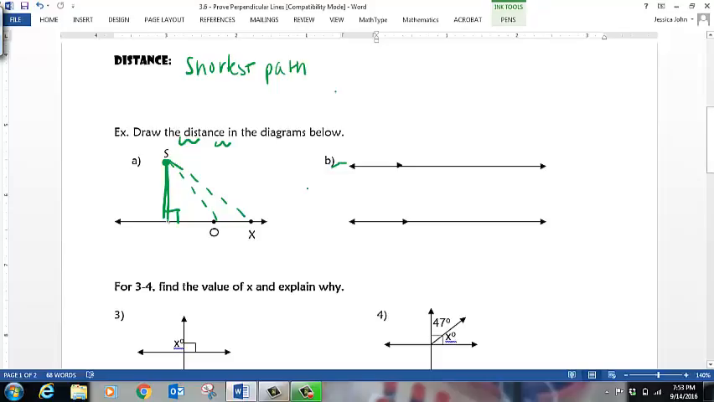Now for B, we have two parallel lines. So again, if we want to measure the distance, we want the shortest path from one line to the next. We're not just going to sit there and draw and measure random segments like this. What we want to do is make sure that we have a segment that is going to meet both of those parallel lines at a 90-degree angle. And that would give you the shortest path. Okay? So hopefully that made sense.